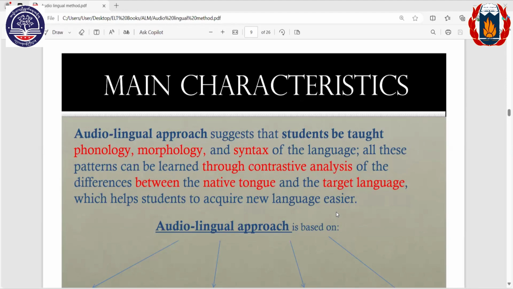So all these patterns can be learned through contrasted analysis of the differences between the native language and the target language. You can compare and you can analyze the differences between your native language and the target language. In this way, a student will know better when they make comparison, when they learn by comparing between two languages.